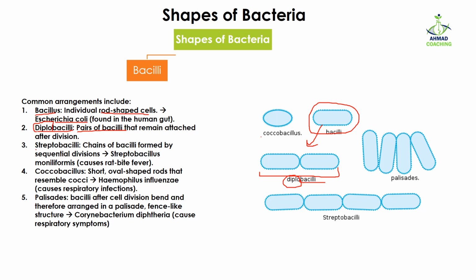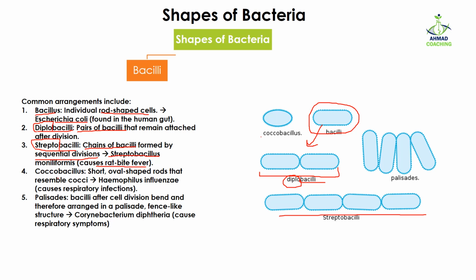Then comes the third arrangement. In this, strepto means chain. So chains of bacilli, which are formed by sequential division. Here you can see that the bacteria are dividing and then they keep on attaching with each other instead of separating. Because of this, there is a long chain of bacteria known as streptobacilli. The most common example of streptobacilli is Streptobacillus moniliformis, which causes rat bite fever.